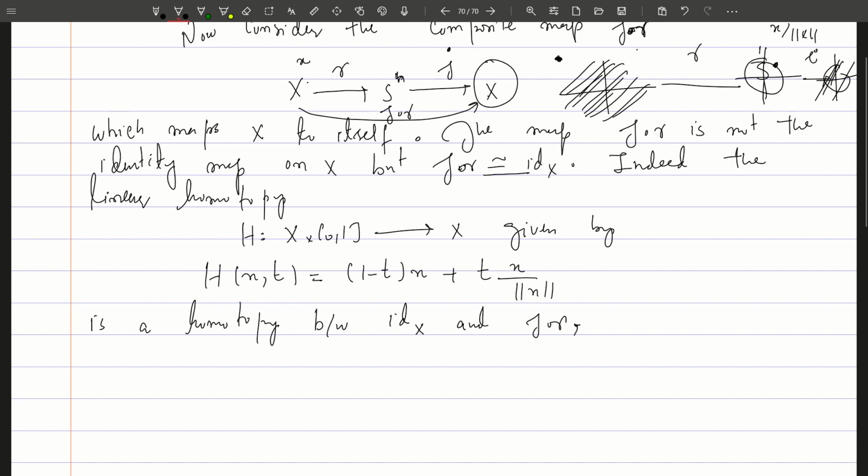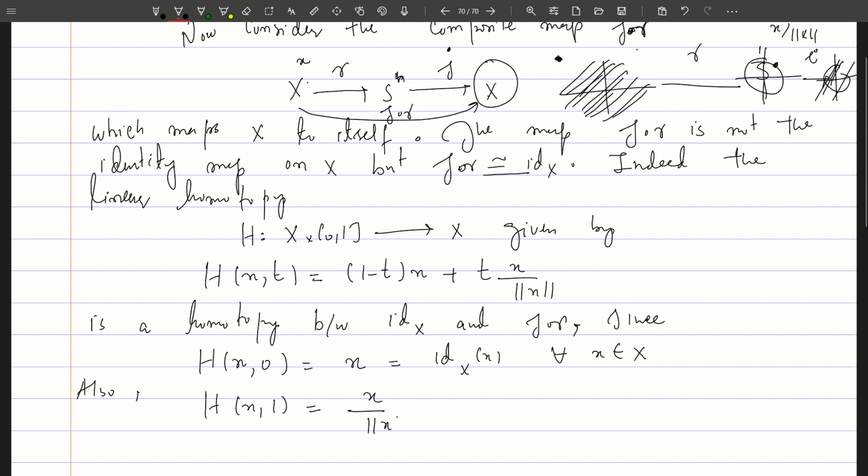The reason is that h of (x, 0) is x, which is the identity on X of x for all x in X. Also h of (x, 1) is x over norm of x, which is the retract of x, which is the same as J composite R of x, for all x in X.